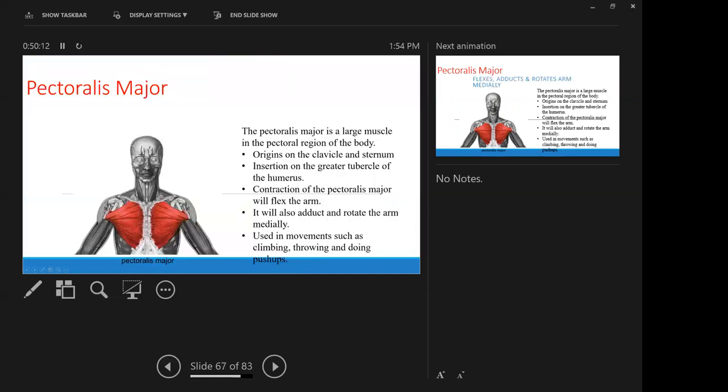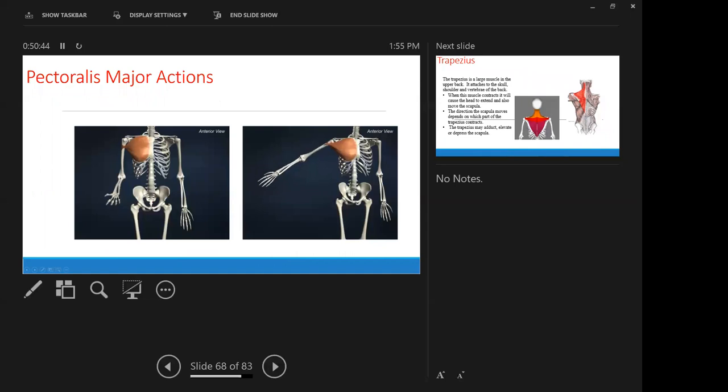Now, pectoralis major sits on top of the ribs, allows us to climb up ladders, climb up ropes, to throw things, to throw baseballs, to throw rocks, to throw anything. You get out of the axe house, you can throw axes. You use your pectoralis major for that. If you do push-ups, you'll be using the pectoralis major. There's the pectoralis major right there.